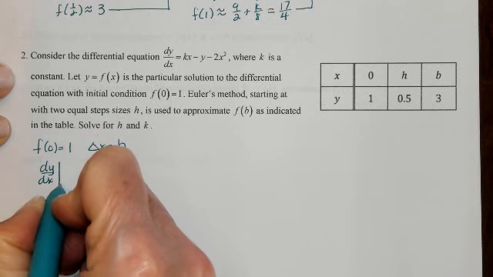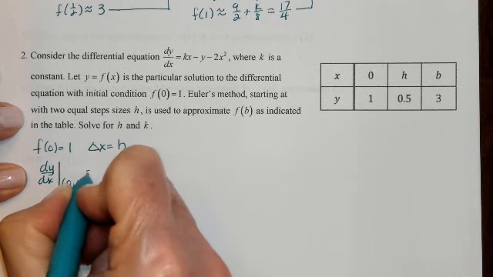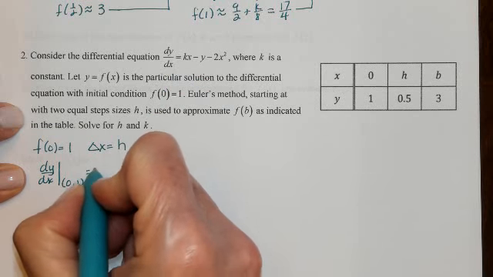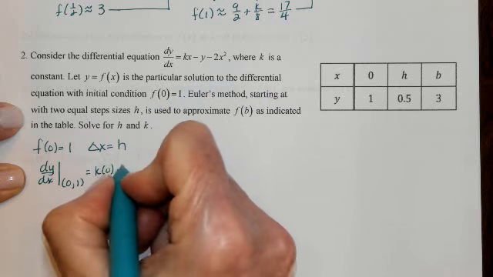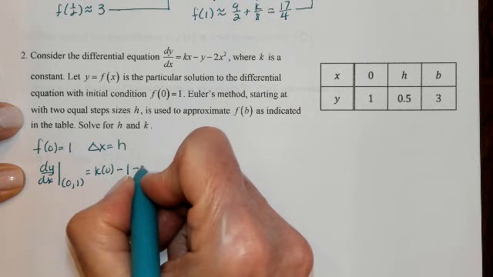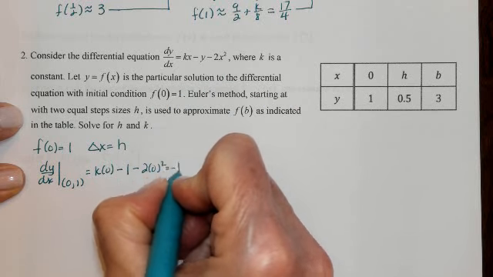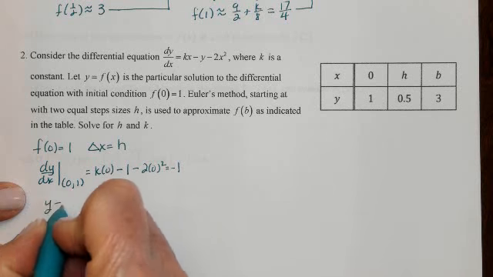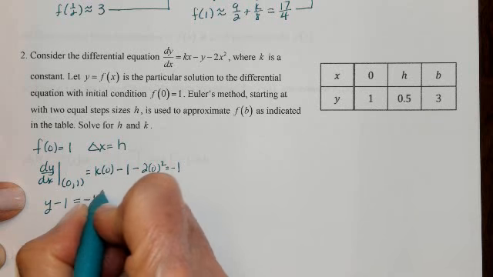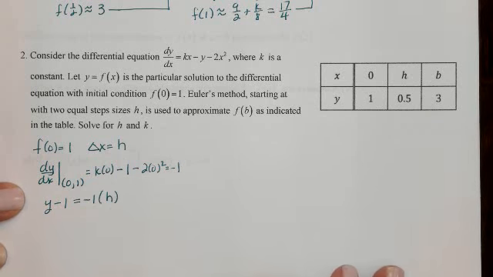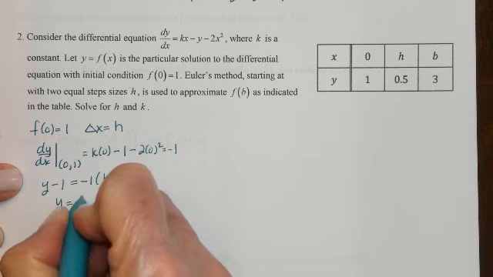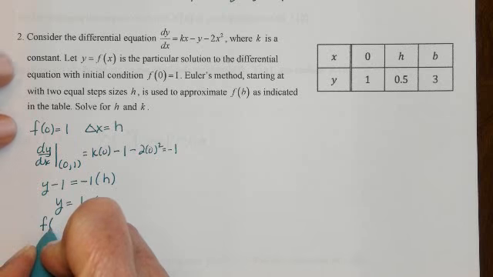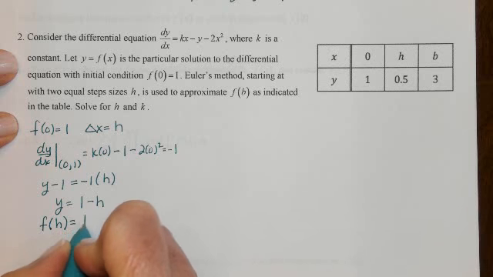dy/dx at our initial point will be k times x, x is just 0, so that's 0, minus y, minus 2 times 0 squared, so that would be a negative 1. So the first slope is negative 1, and then we would write y minus the y value is equal to the slope times our delta x. So y would be 1 minus h, right? So f at our first stopping point of h would be 1 minus h.